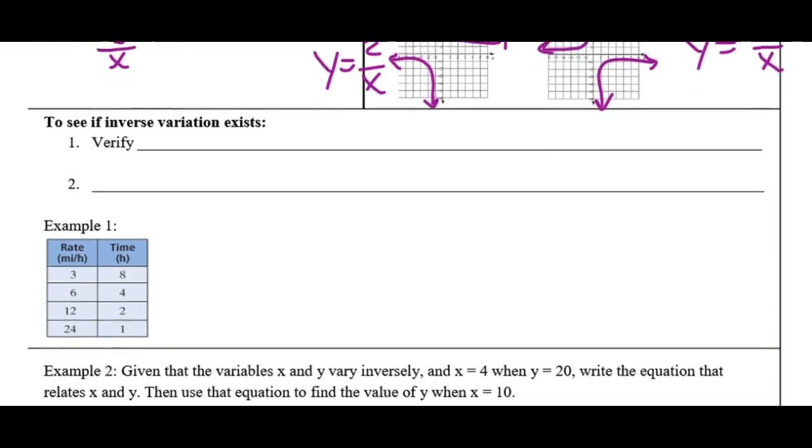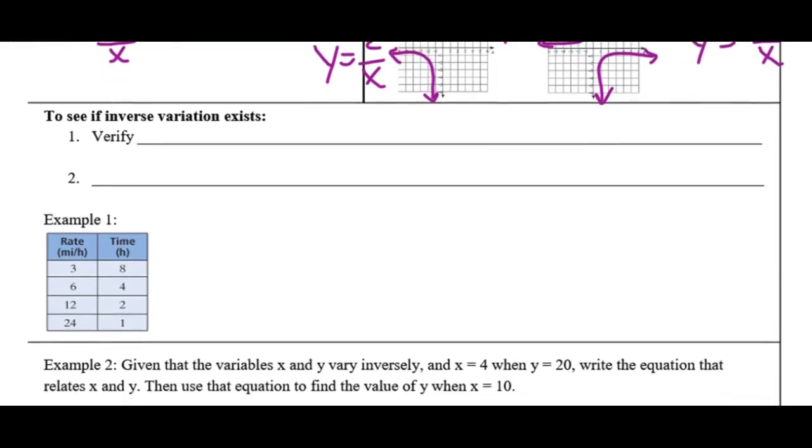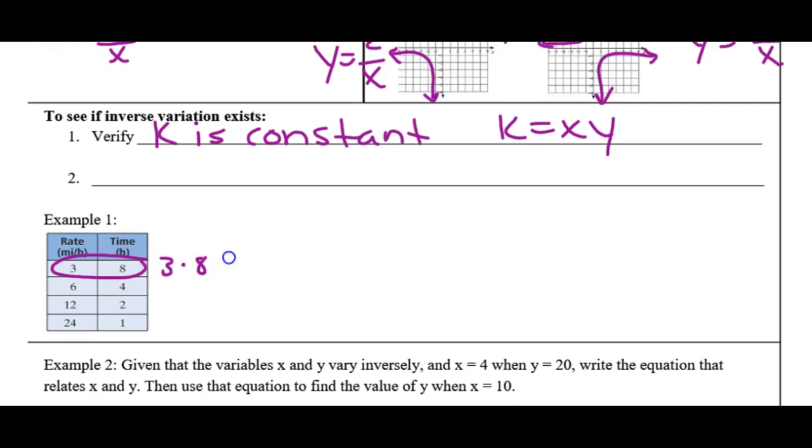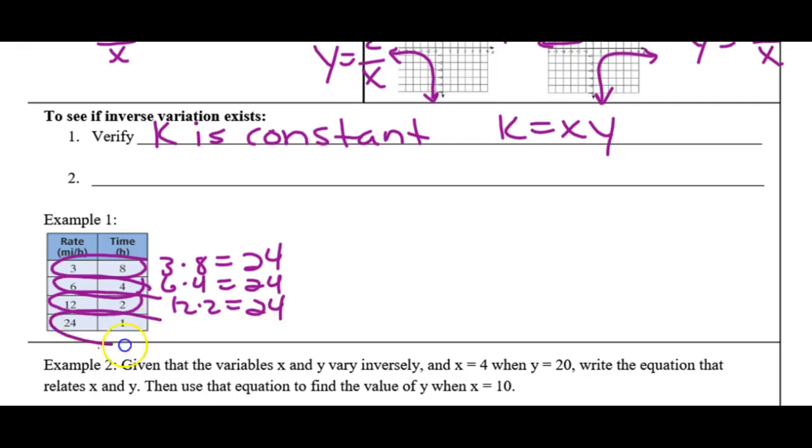So again, from a table, similar to with direct, you're going to verify that k is constant. And in this case, we're looking for x times y being the same. So we'll do that. We're checking to see if this is the same. 3 times 8 is 24. 6 times 4 is 24. 12 times 2 is 24. 24 times 1 is 24. So when we multiplied our x and our y, we got the same thing, and that's our k.